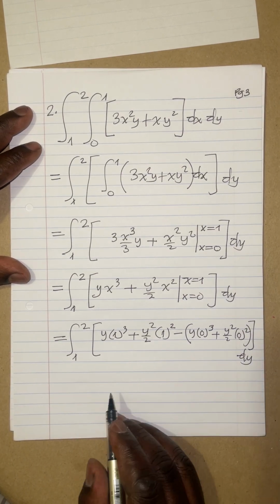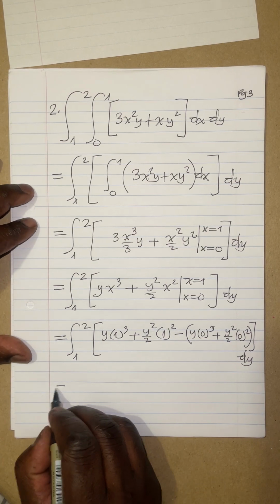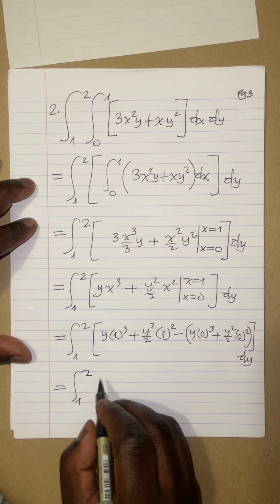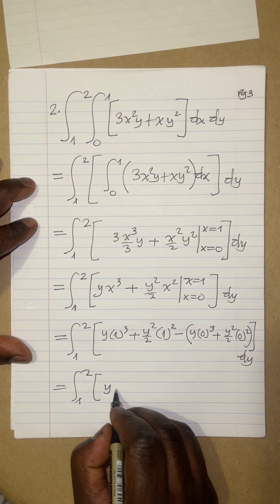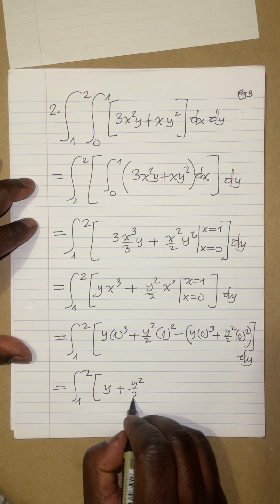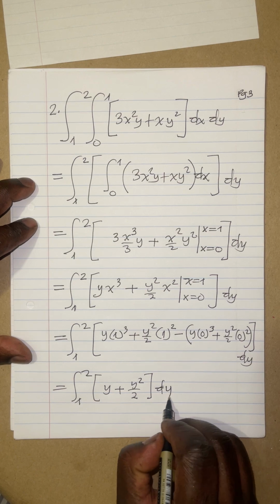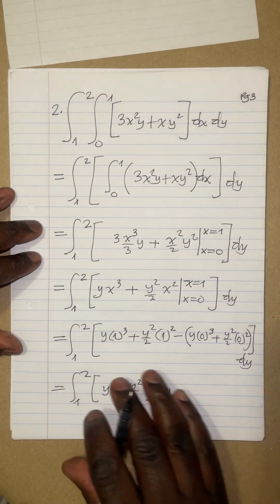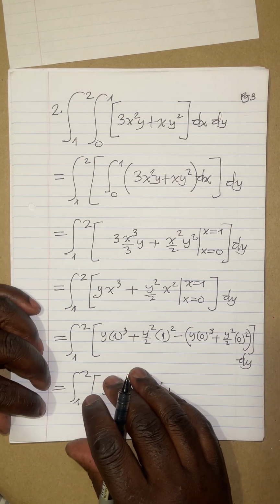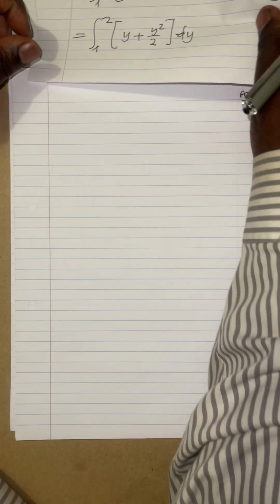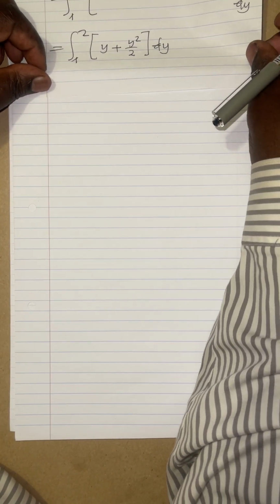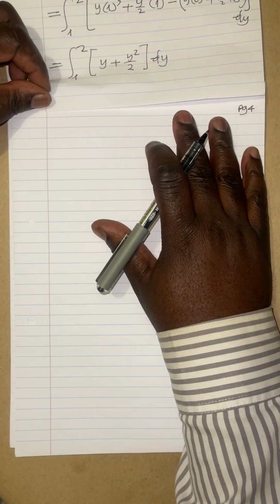Now notice this is 0 basically. And so what I have now is the integral from 1 up to 2 of, this is just y plus y squared all over 2. This is gone. And what do I have outside there? dy. Right. Now that takes us to page 4 now. On page 4, what do we have? Let me move this one down.